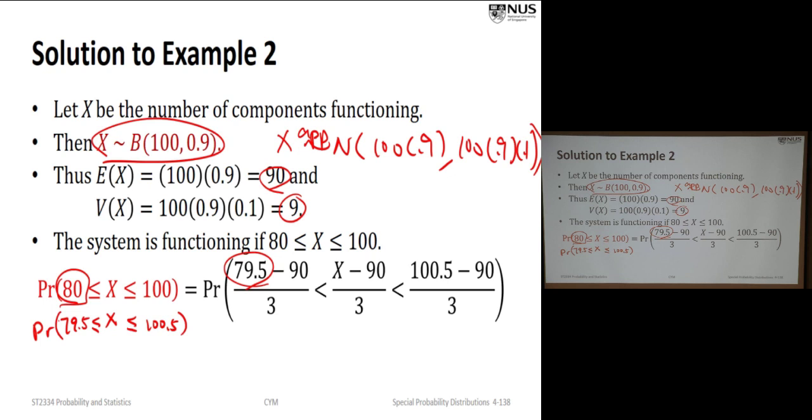Okay, it's a bit confusing, because I'm going to work on a continuous random variable, continuous normal distribution. So I have to take into account the boundary. All right? It's just like this.